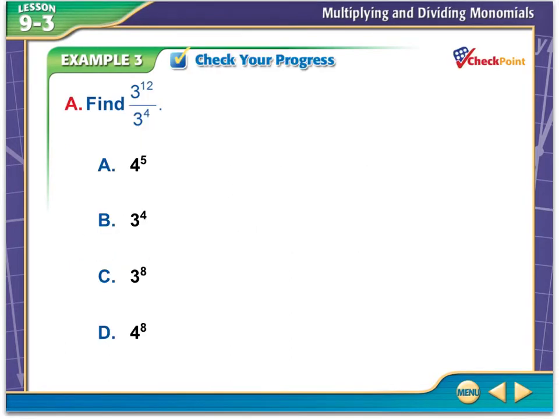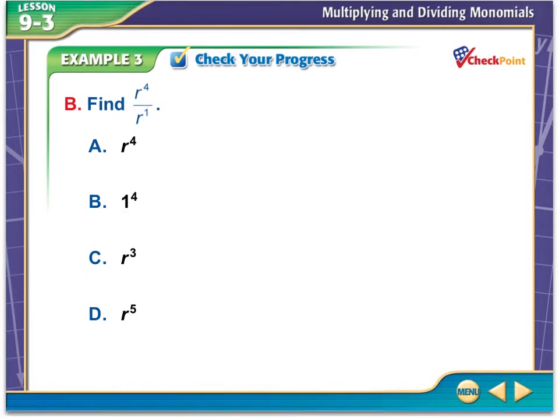Here's our second to last quiz question for example A. Find 3 to the 12th power divided by 3 to the 4th power. You should have 3 to the 8th power as your final answer. If you don't, go ahead and check back with example 3, part A.